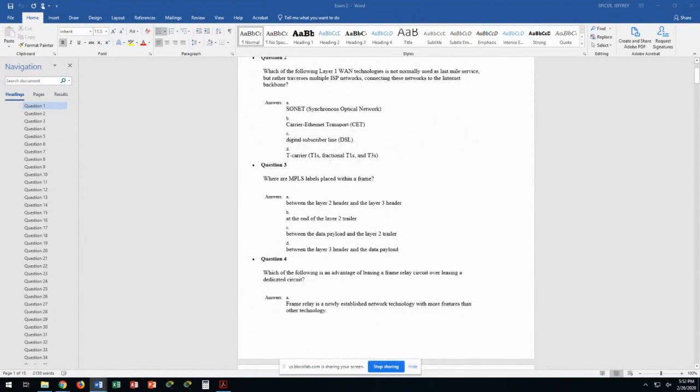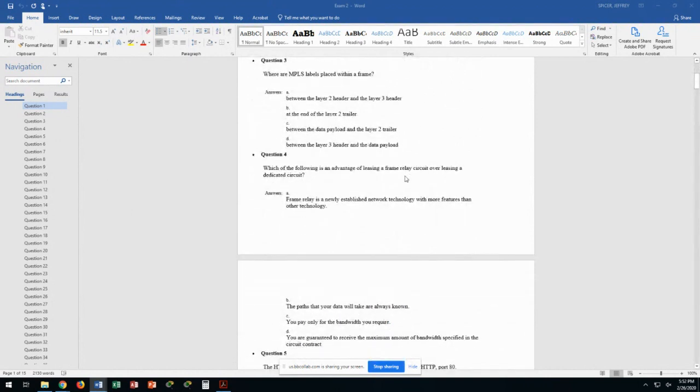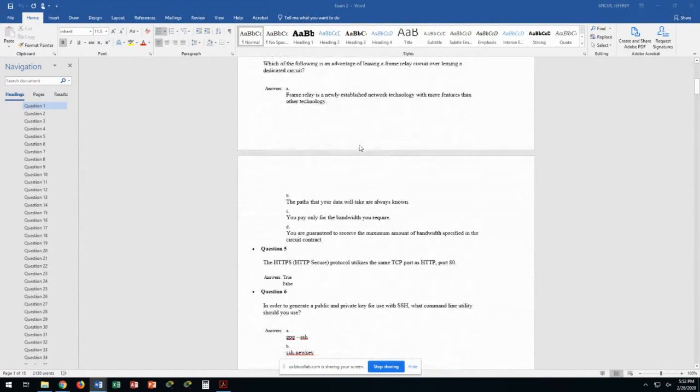Which of the following layer 1 WAN technologies is not normally used as last mile service, but rather traverses multiple ISP networks, connecting these networks to the internet backbone? SONET, A. All right, good job. All right, number 3. Where are MPLS labels placed within a frame? Between layer 2 header and layer 3 header, A. Good job. All right, question 4. Which of the following is an advantage of leasing a frame relay circuit over leasing a dedicated circuit?